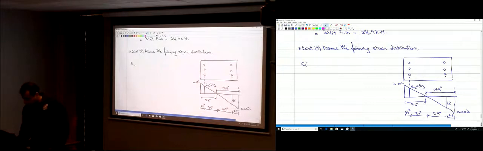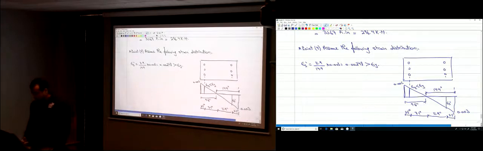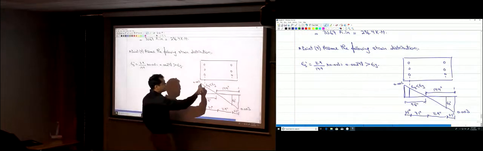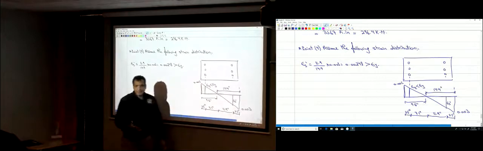Epsilon t prime, from the similarity of the triangles over here, is going to be 11.9 divided by 14.4 multiplied by 0.003. So that's 0.00248, which is larger than epsilon yield, so the compression steel yielded. The tensile steel didn't yield, okay? We know that the tensile steel didn't yield because the maximum over here is 0.002. Here it's less than 0.002, so it's less than epsilon yield.